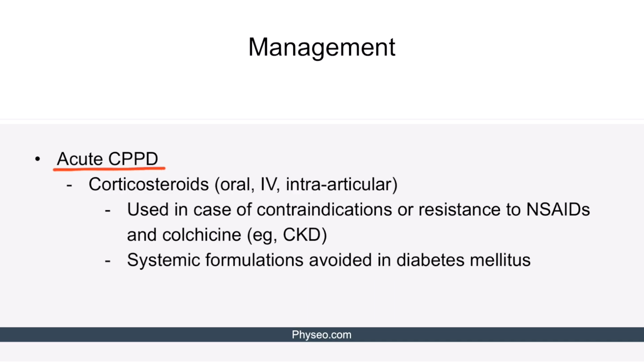Corticosteroids such as prednisone can be administered orally, intravenously, or via intra-articular route. Corticosteroids are used when the patient has a contraindication or resistance to NSAIDs and colchicine. For example, we will avoid both NSAIDs and colchicine in chronic kidney disease due to their nephrotoxicity, and then we will administer corticosteroids. It's worth noting that systemic formulations of corticosteroids are avoided in patients with diabetes mellitus because steroids can further increase the blood glucose levels.